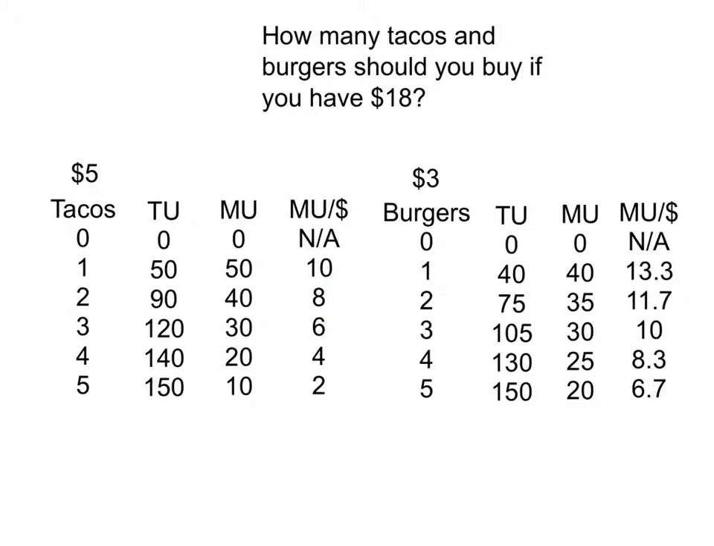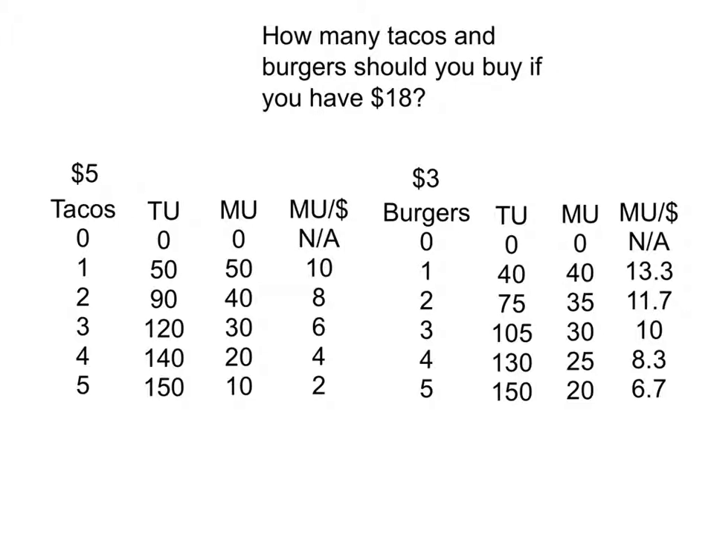So I'm going to start out by noticing that 13.3 and 11.7 are both better than 10, so I'm going to definitely buy those 2 burgers. At this point, I've spent $6, and I'm going to notice that either I could buy 2 more tacos, or I could spend the rest of my money on burgers and not get any tacos, or I could get 1 taco and 2 more burgers.